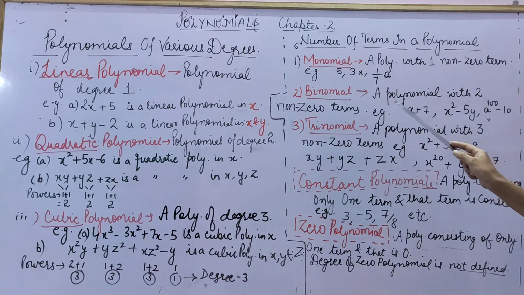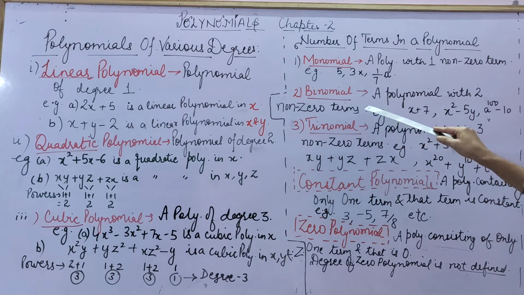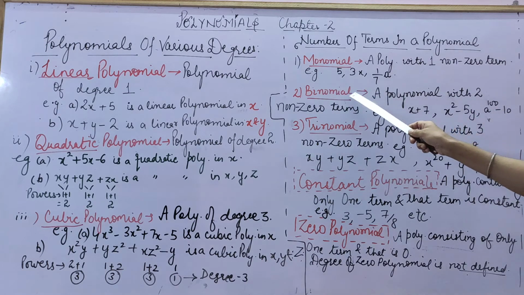Next comes binomials. A polynomial with two non-zero terms. That means no term should be zero. The two terms can be x plus 7, or another example is x square minus 5y. Again there are two terms. Let us see the third example: 8 to the power 100 minus 10. Here there are two terms, so it is a binomial.